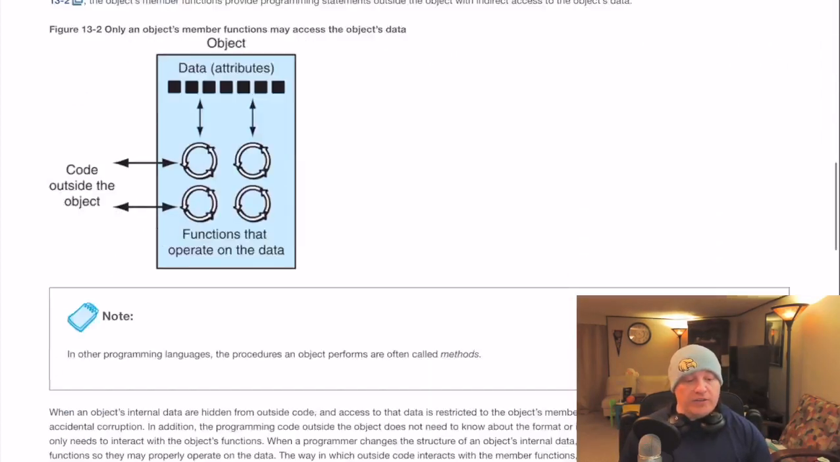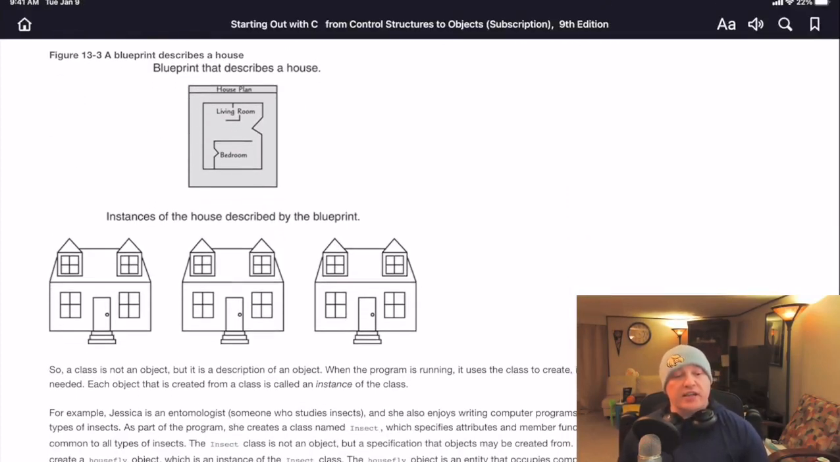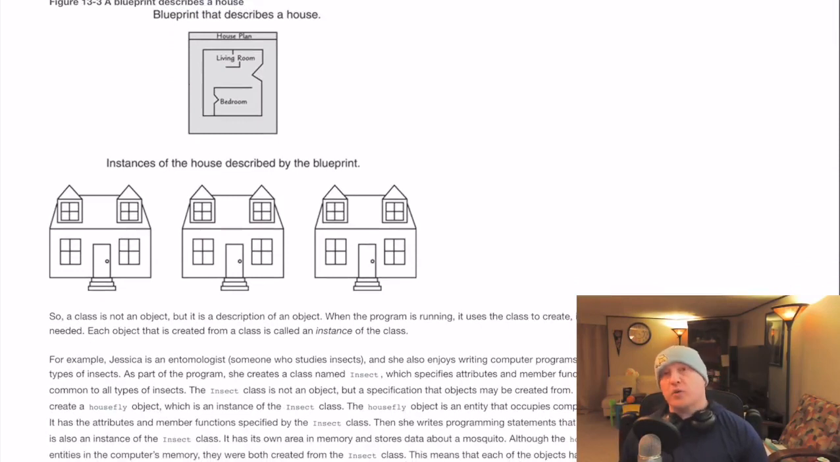So really what I want to do is to scroll down here to figure 13-3. This is on page 724. And the way to think of the relationship between a class and an object is a class is an abstract thing. It's not something that you can physically grab a hold of one of. It is not tangible. It is something that exists as an idea.